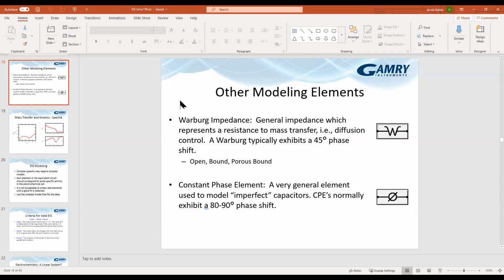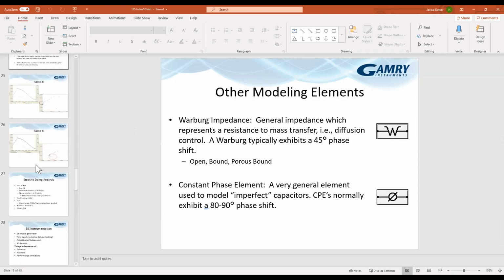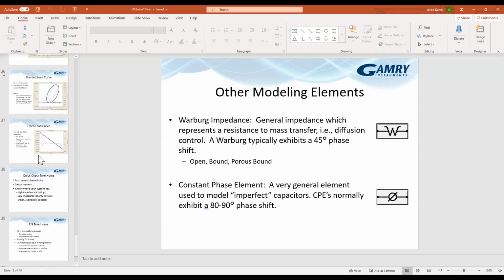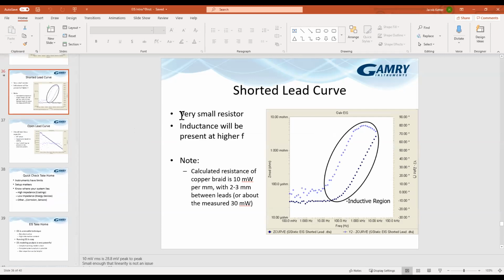Okay. Somebody would like to ask about inductance at high frequency. When you see inductance at high frequency, is it simply bad, or could there be something meaningful there, such as if you ran a KK on it, is that meaningful?